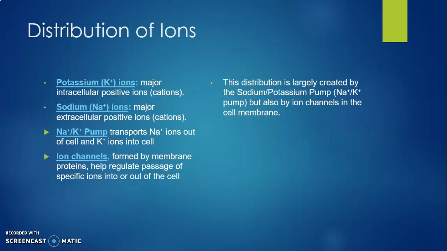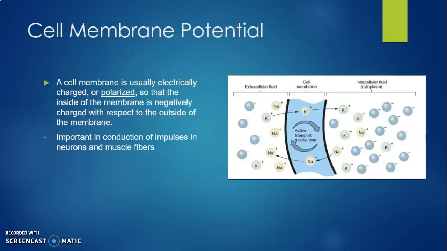We do have the sodium-potassium pump, and this pump actually transports sodium ions out of the cell and potassium ions into the cell. We also have ion channels, which are formed by membrane proteins which help regulate passage of specific ions in or out of the cell. This distribution is largely created by the sodium-potassium pump, like I said before, but also by ion channels in cell membranes.